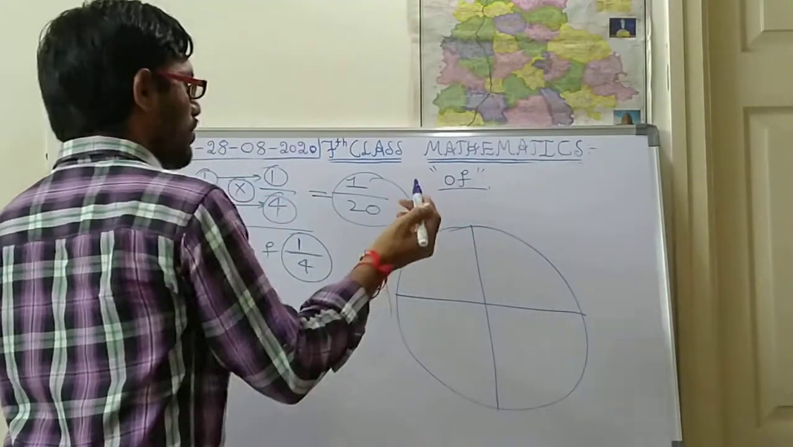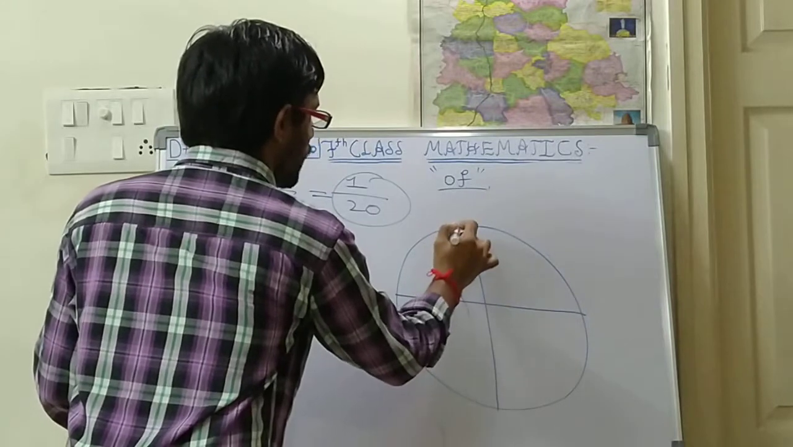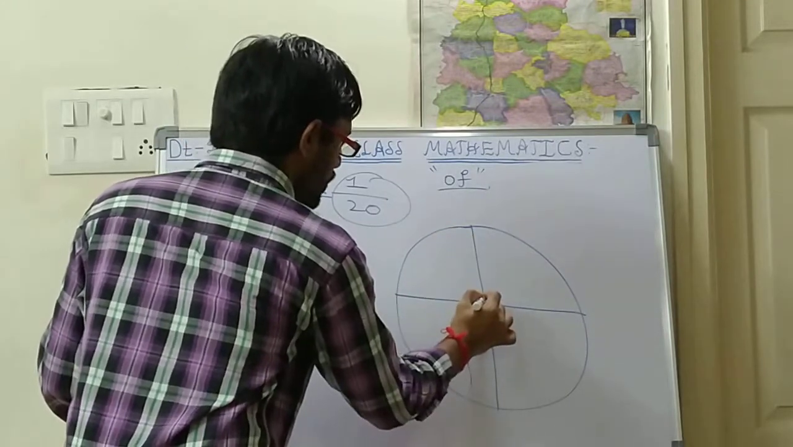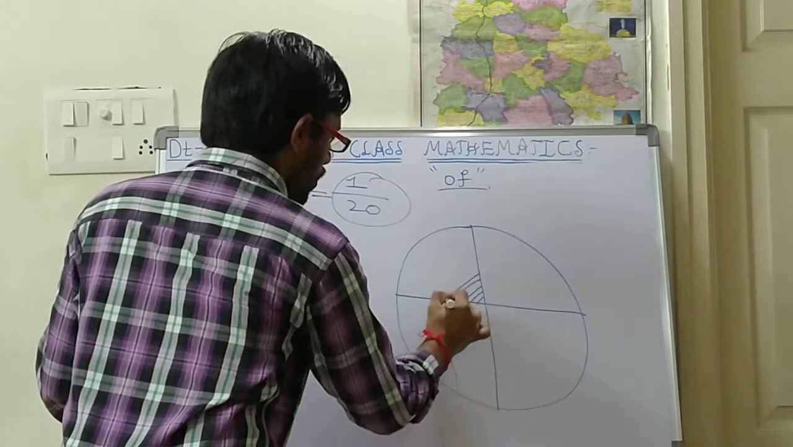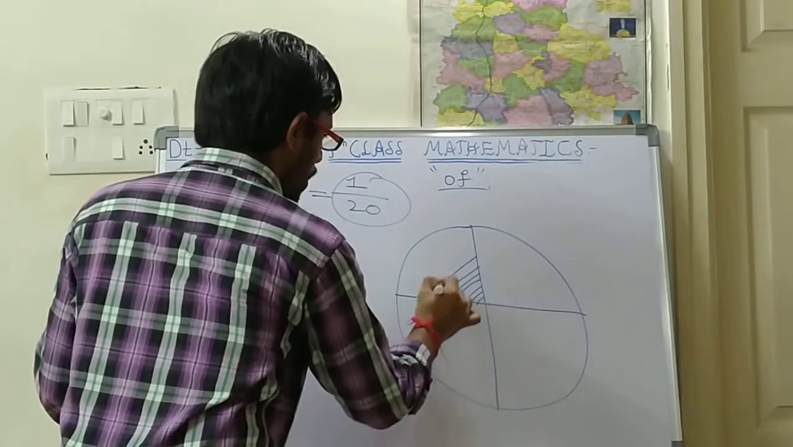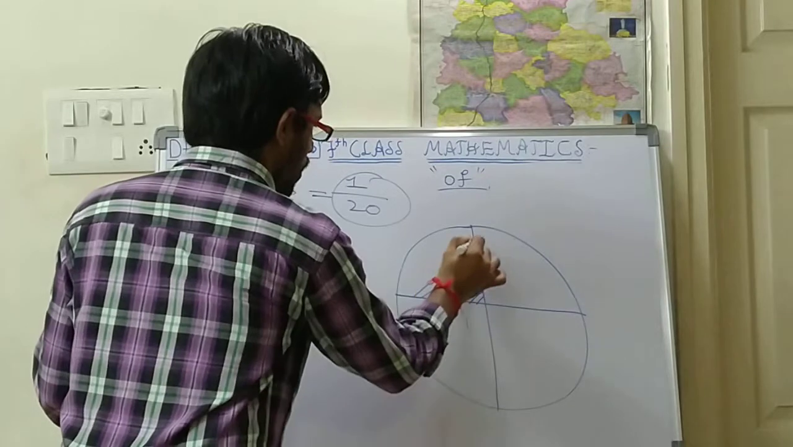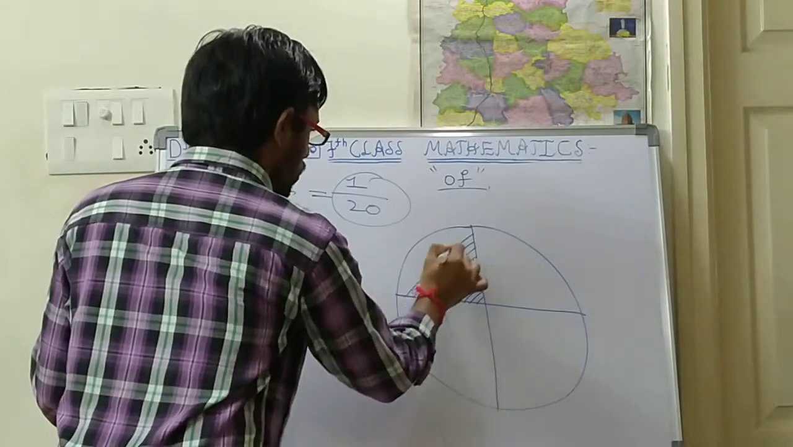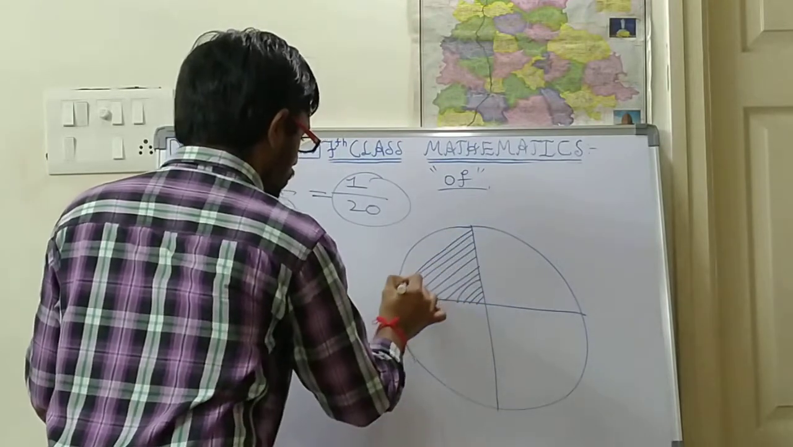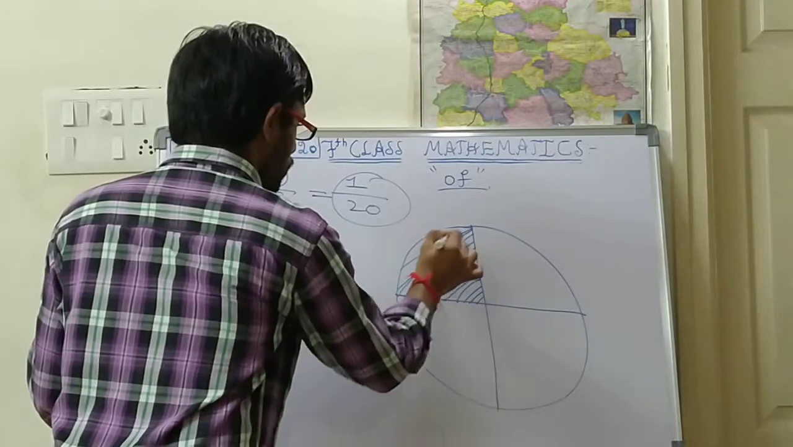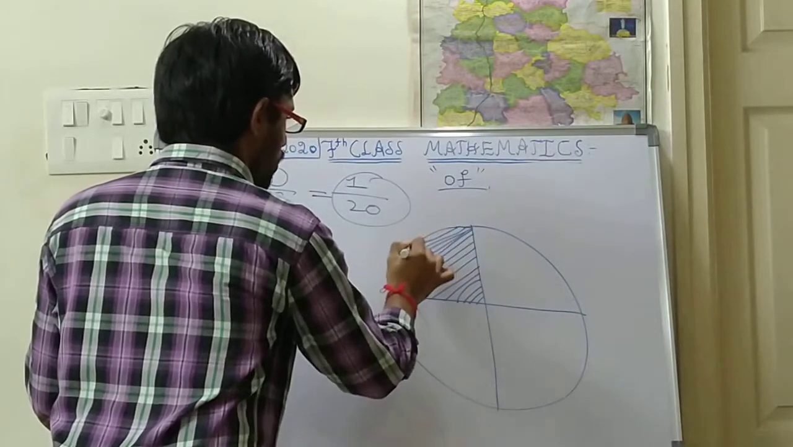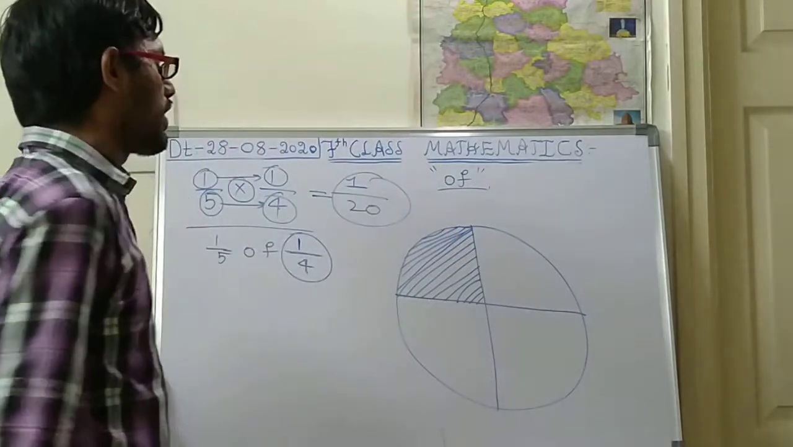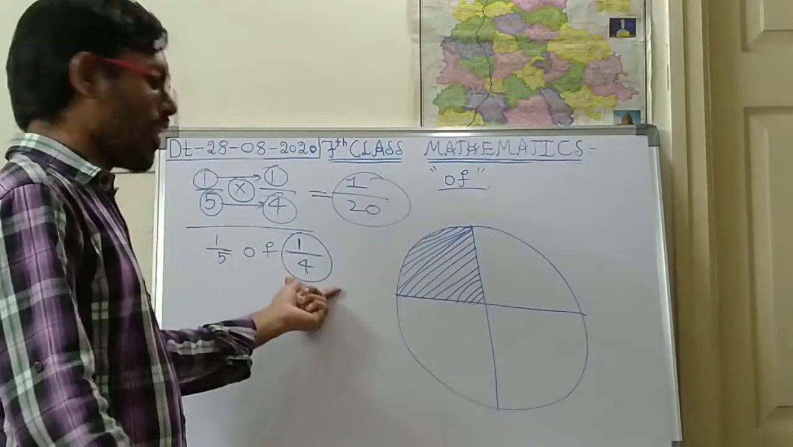Which region will I shade? The first region only I will shade. Okay, this one I will shade. So one region I have shaded. So this is 1 by 4.